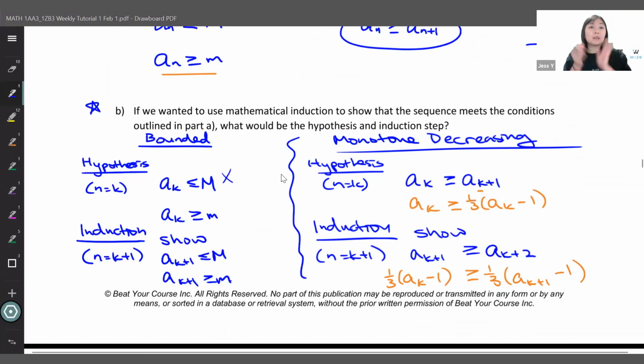Okay, and that wraps up sequences, and that's the majority of your assignment two. Now I'm going to go into series, which will really help with your assignment three, and there's a couple questions in assignment two with series as well. All right, if there's any questions, let me know in the Q&A.